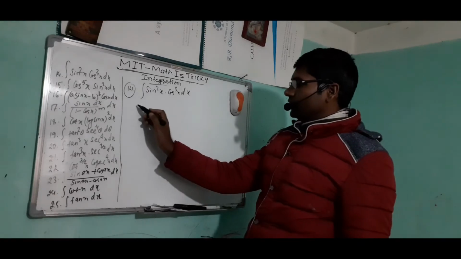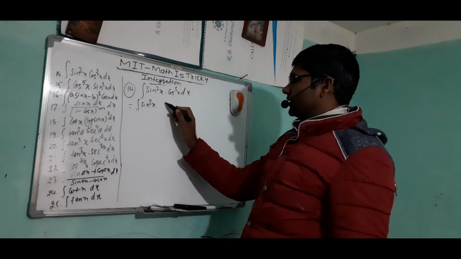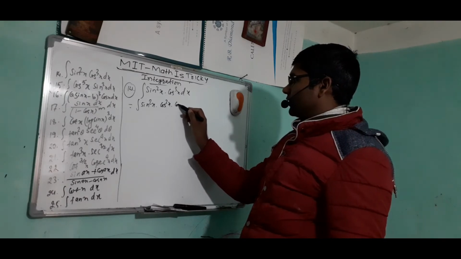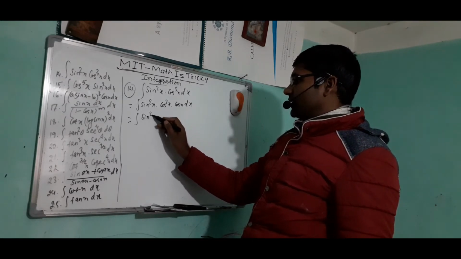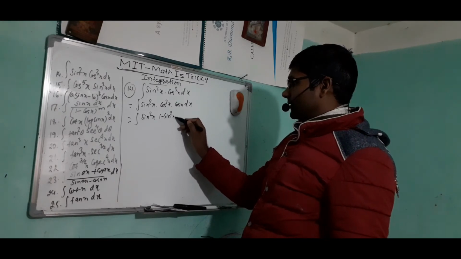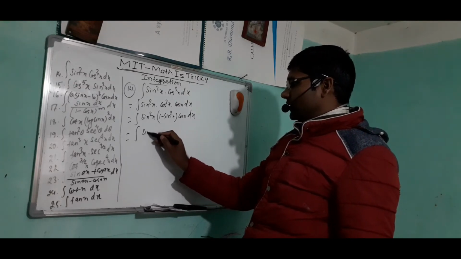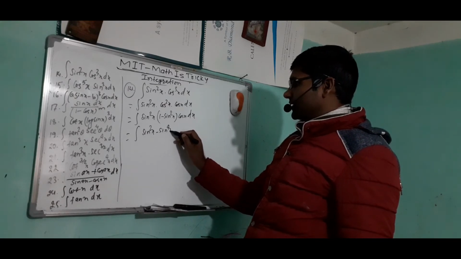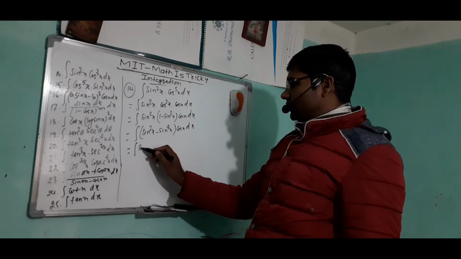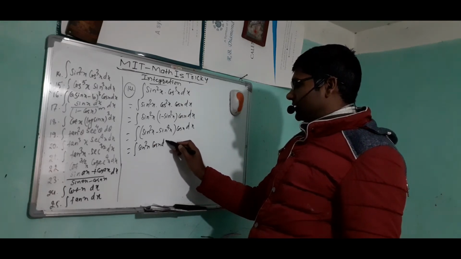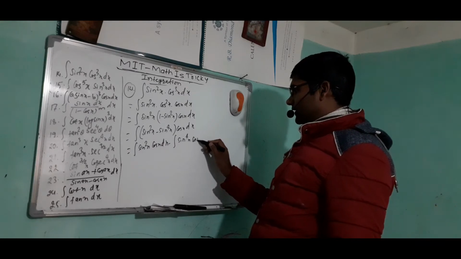Okay, so in this type of problem, let's write sine square x and then cos square x cos x dx. Sine square x stays as it is, and for cos square we can write 1 minus sine square x, and then cos x dx. Now let's multiply: sine square x minus sine power 4x, and then cos x. If we separate, we get sine square x cos x dx minus sine power 4x cos x dx.